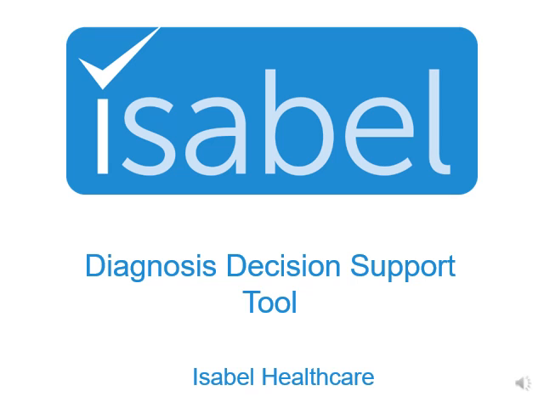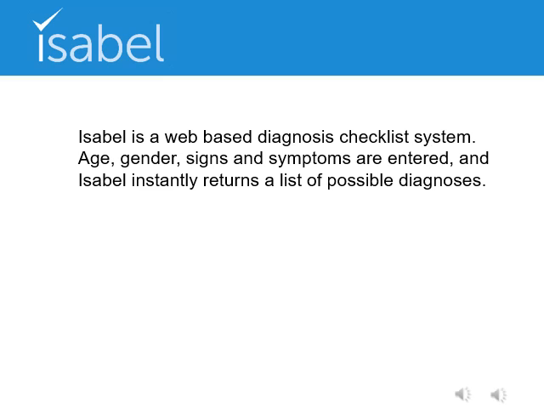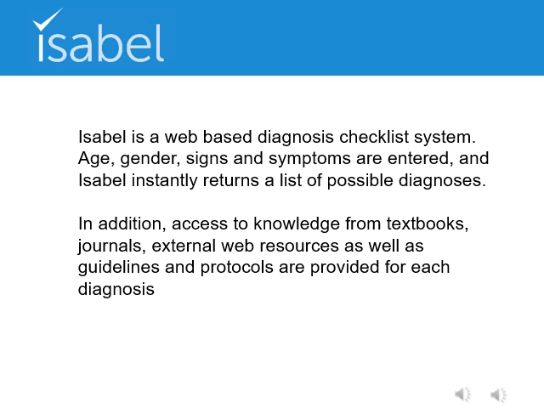This is Isabel, the Diagnosis Decision Support tool. We've prepared this training video to help you get the most out of Isabel. Isabel is a diagnosis checklist system. Enter age, gender, and clinical features in order to get a list of possible diagnoses. You can also access knowledge from textbooks, journals, and external web resources.